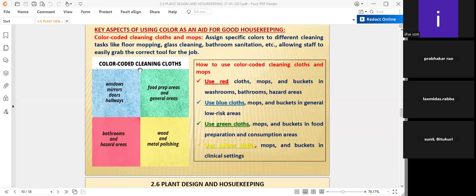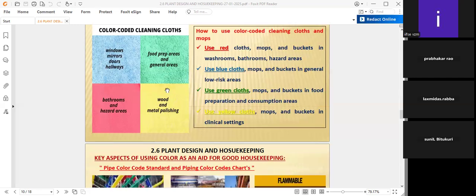Like this, we have to maintain some cleanliness to maintain good housekeeping and the health and wealth of the people. These are not mandatory, but as per the Factories Act, this is also mentioned: color-coded cleaning. It is mentioned in the Factories Act and also in the Factories Rules, sir.